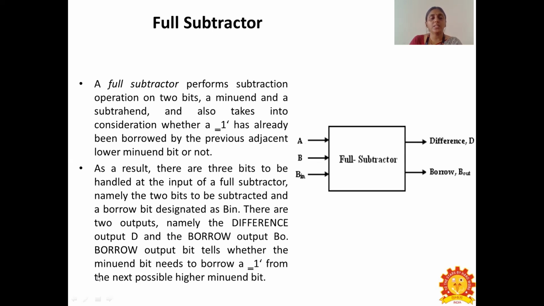As a result, there are 3 bits to be handled at the input of a full subtractor, namely the 2 bits to be subtracted and a borrow bit designated as B in. And we have 2 outputs, namely the difference D output bit and the borrow output BO bit. And the borrow output bit tells whether the minuend bit needs to borrow a 1 from the next possible higher minuend bit.